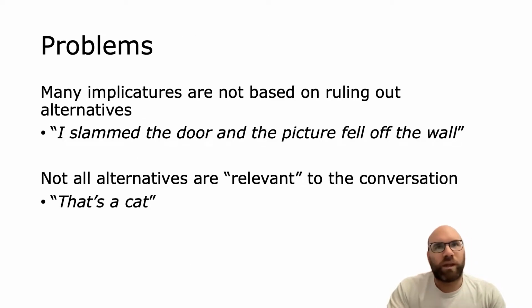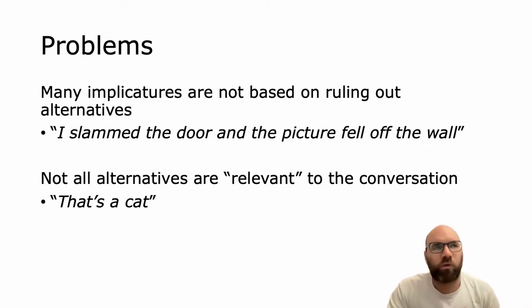So we can define or explain what counts as an alternative, but we're going to see a lot of examples where these alternatives still don't seem to come up in implicatures. So first of all, a lot of implicatures that we will see are not based on ruling out alternatives like we've seen before.